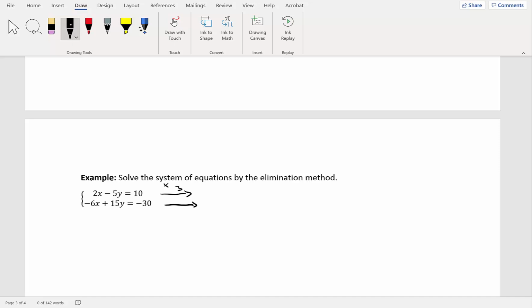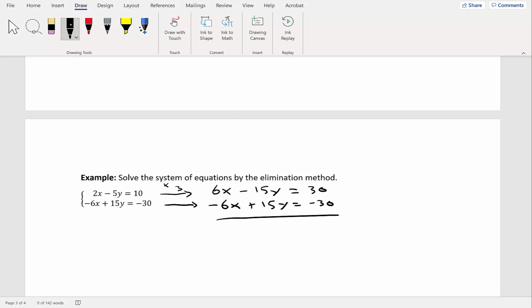So 3 times 2x gives me 6x, just like what we wanted. 3 times negative 5y gives me negative 15y. And I have equal to 3 times 10 gives me 30. And now the bottom equation, we didn't multiply by anything, so we just kept it the same. Okay. Now let's add the two equations with each other.